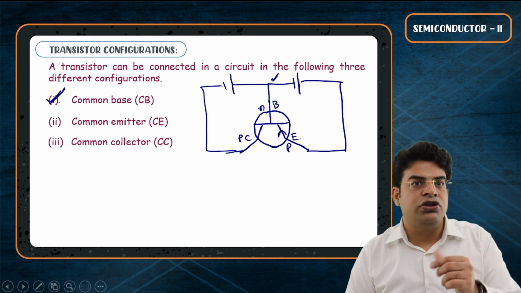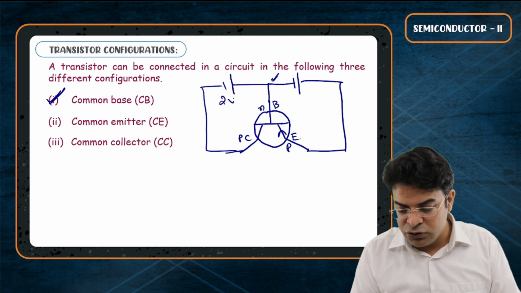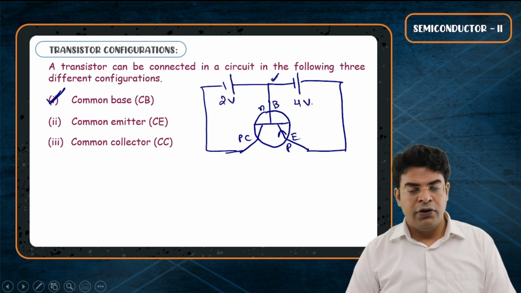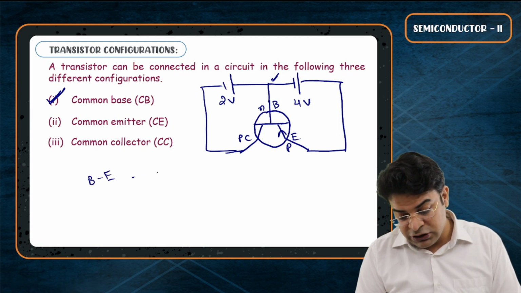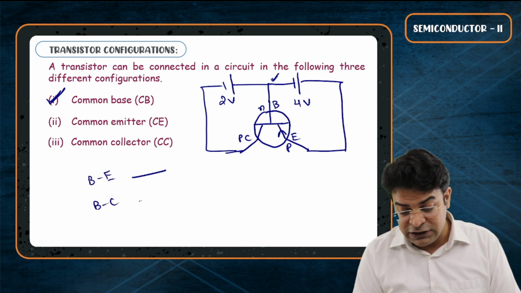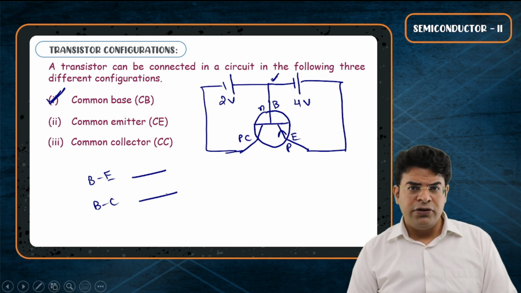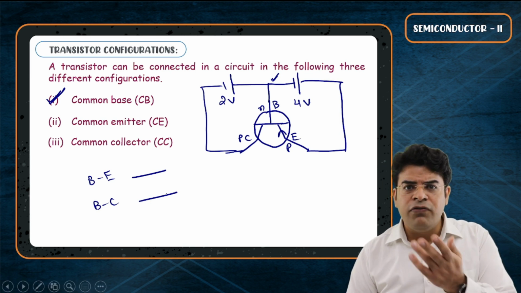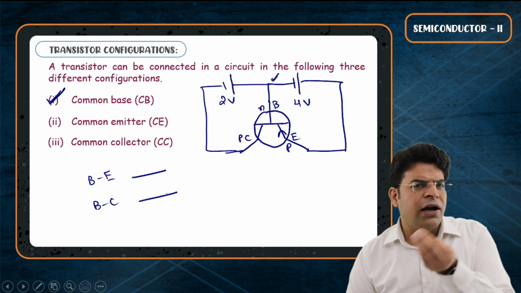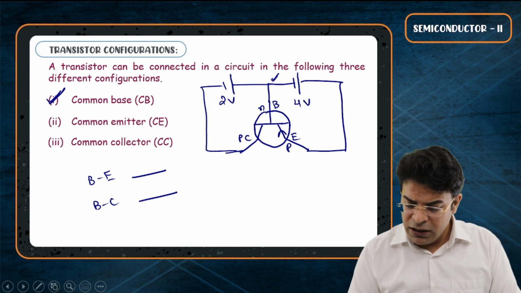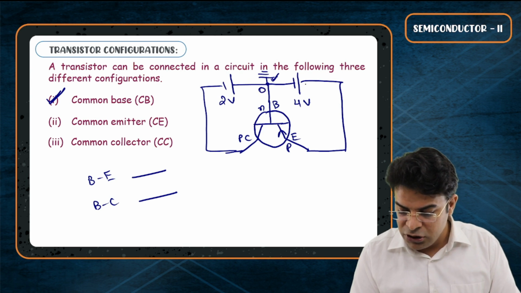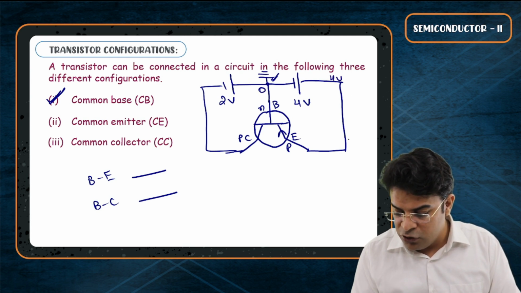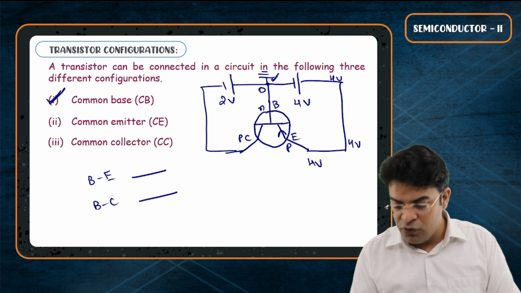Now my next question comes. Let's say this battery is 2 volt and this battery is 4 volt. Can you tell me whether the base emitter junction is dash biased and the base collector junction is dash biased? You will say, sir, I need to just write the potential of different points, base, emitter, and collector, and I will be able to answer. Let's assume that this point is grounded. So here the potential is 0, and here the potential will be 4 volt, 4 volt, 4 volt.